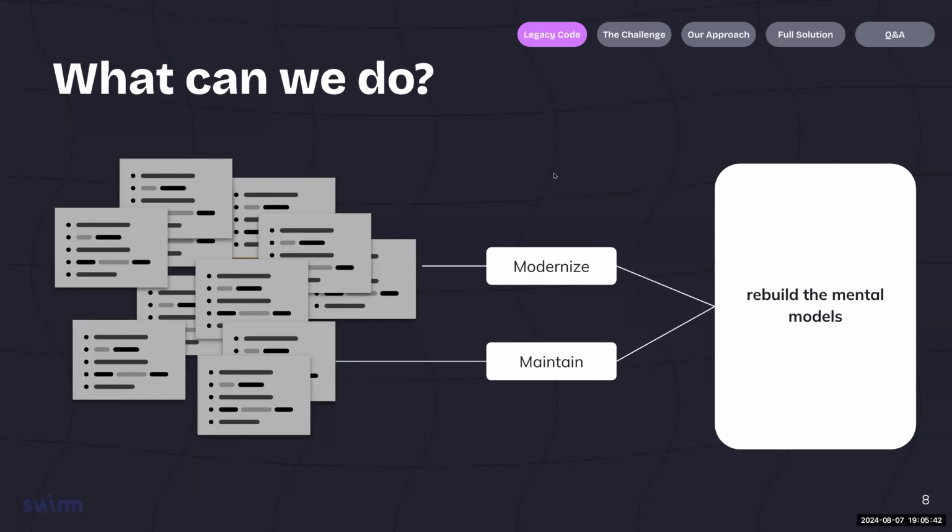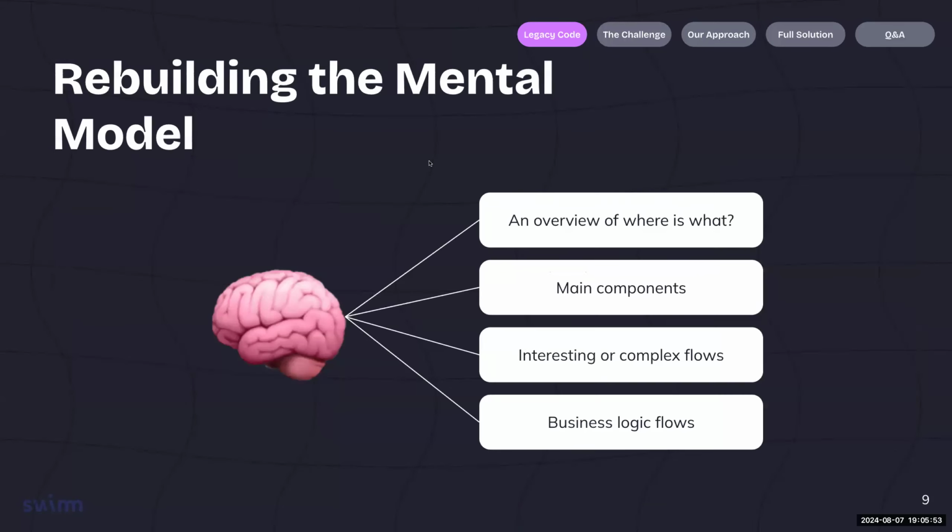We knew some customers that actually went through several cycles like this. So they modernized, and then it's legacy again, and then they need to modernize again. So it's kind of a loop if it's a successful project. So what does it mean to rebuild the mental model?